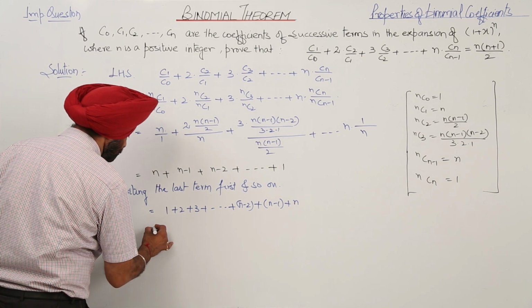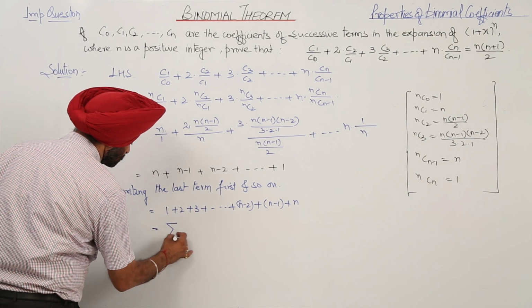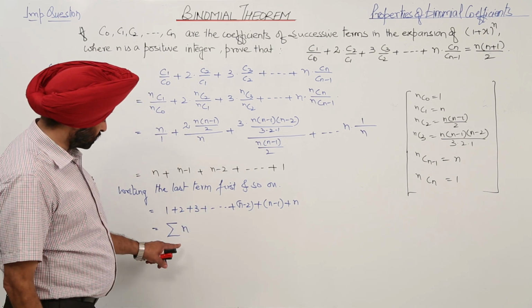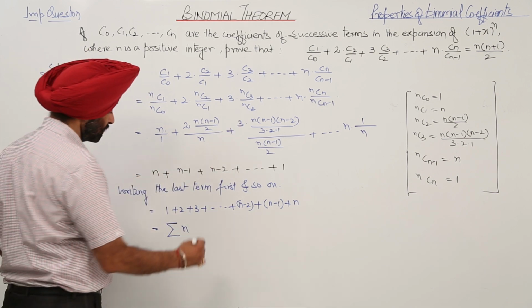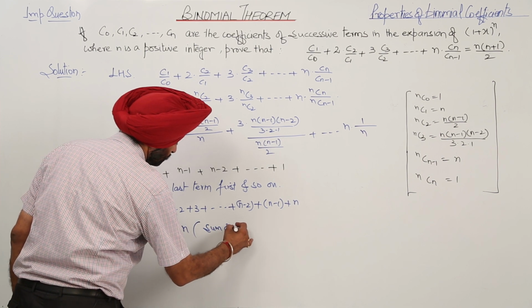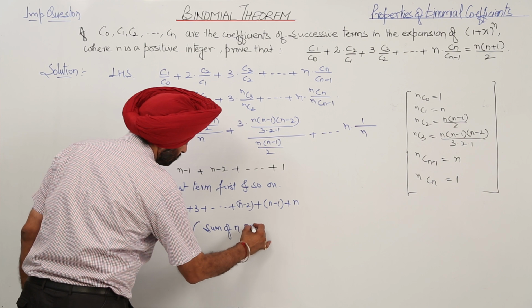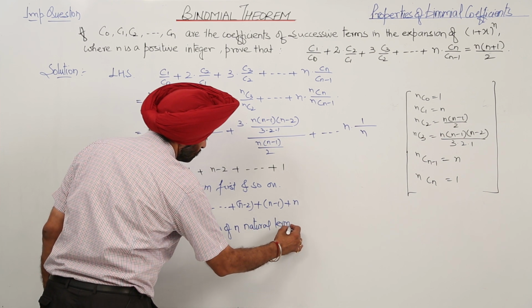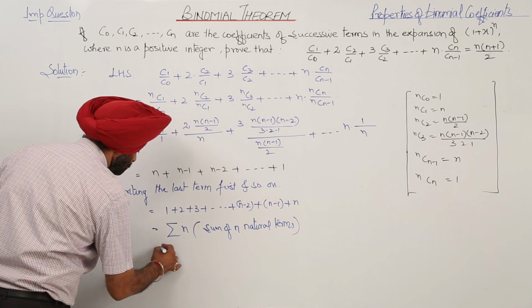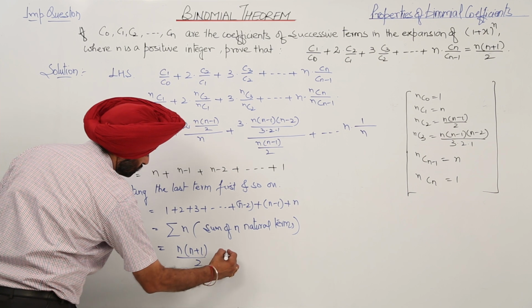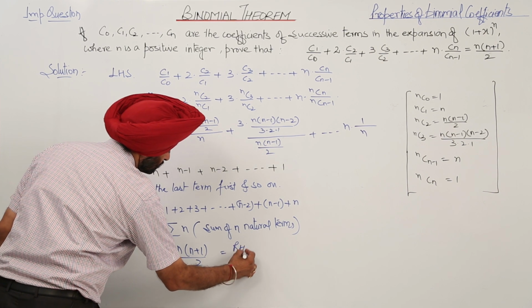And basically what this is? This is the summation of n, the sum of n terms, where n is a natural number. I am just giving you the sum of n natural numbers. Now this is equal to n times (n plus 1) upon 2. This is equal to right hand side.